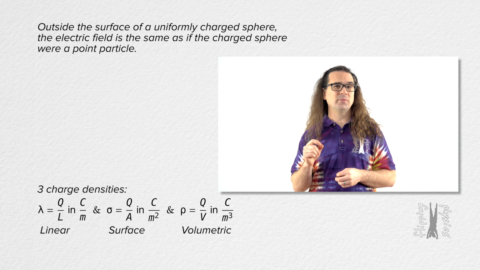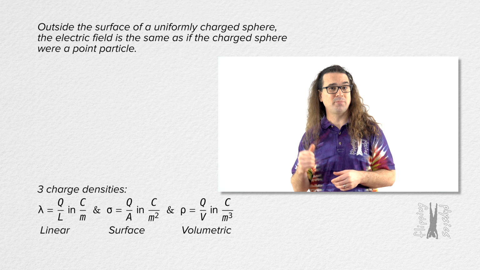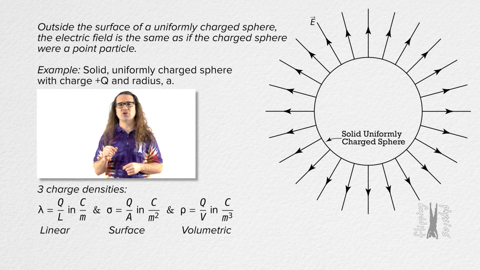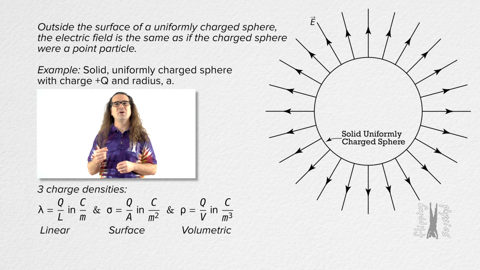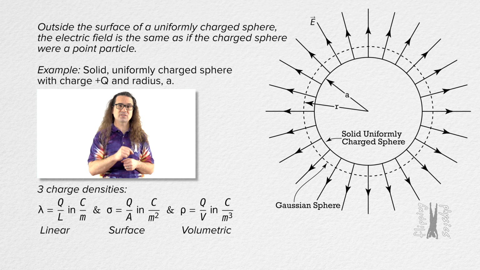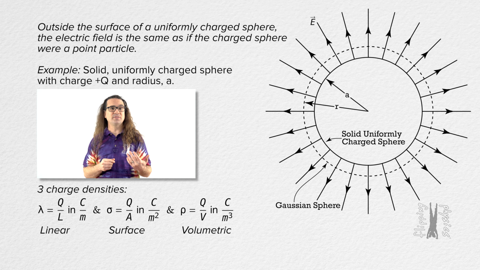Outside the surface of a uniformly charged sphere, the electric field is the same as if the charged sphere were a point particle. In order to prove this, let's use an example of a solid, uniformly charged sphere with charge capital Q and radius lowercase a. Let's create a Gaussian surface which is an imaginary sphere concentric with the charged sphere, where the radius of the imaginary sphere is lowercase r, and lowercase r is greater than the radius of the charged sphere, lowercase a. Bobby, please prove that this charged sphere outside the surface of the charged sphere has the same electric field as a point charge.